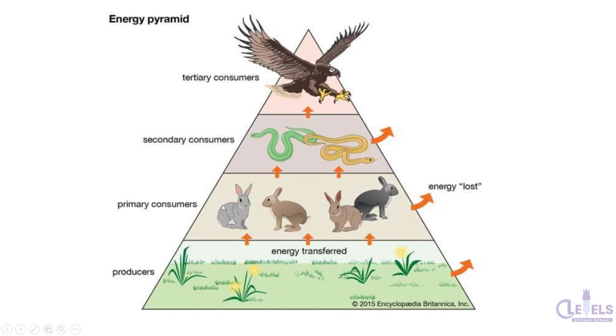If a snake is eating a rabbit, and we know that this rabbit is a primary consumer, so automatically the snake would be a secondary consumer. And if an eagle is eating a snake, we just have to figure out what kind of consumer the snake is. If the snake is a secondary consumer, then automatically the organism that's eating the snake would lie in the tertiary consumer level.